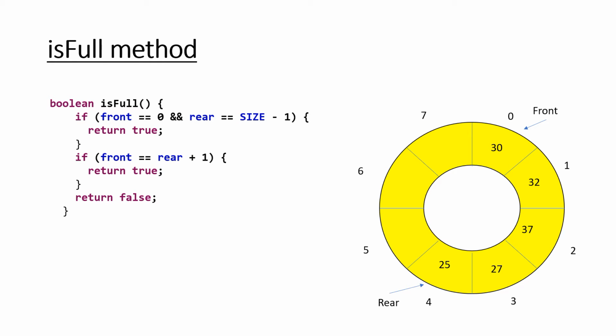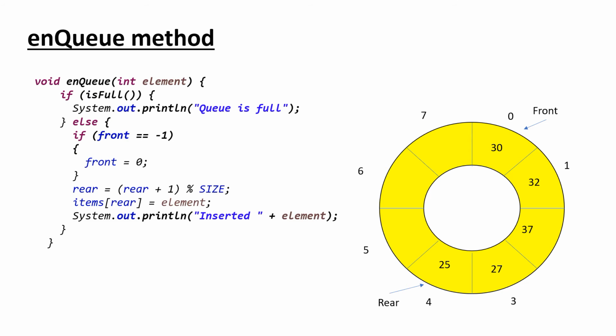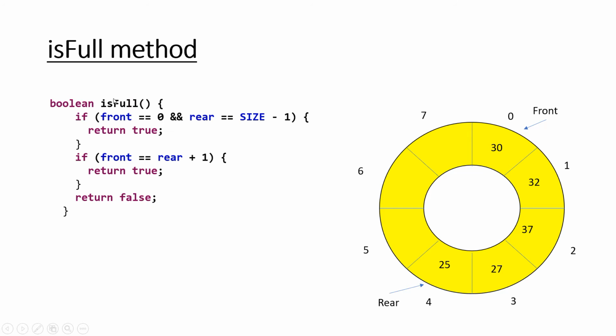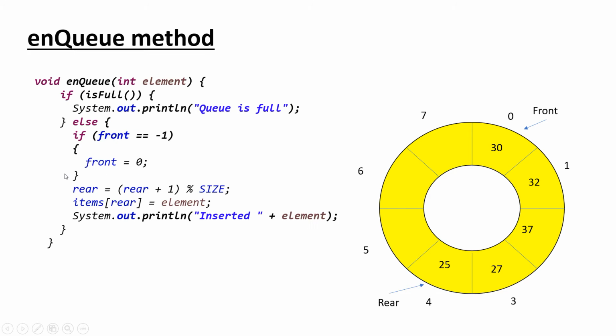After completing these two methods, just like in a linear queue, we have a method to insert one element into the queue, which is enqueue. In a circular queue also, we have one method which is enqueue. Again, before inserting any element into this circular queue, we have to check whether the queue is full or not. So isFull is the method which we have just explained here. If this method returns true, it means the queue is full and we cannot insert any element into this queue.